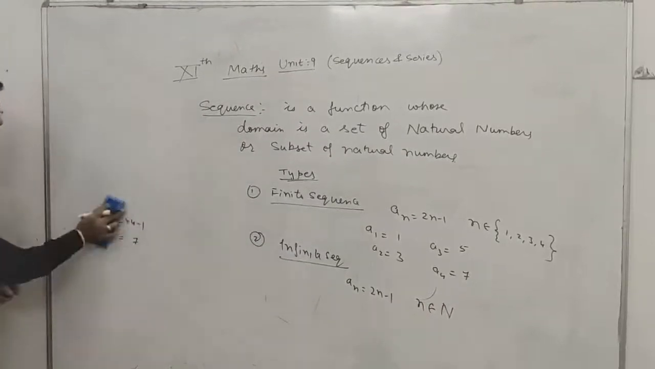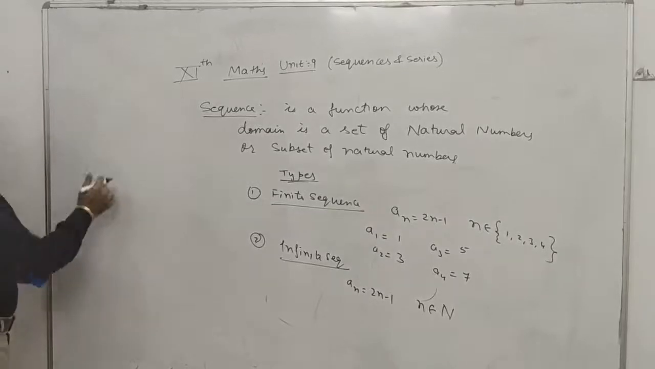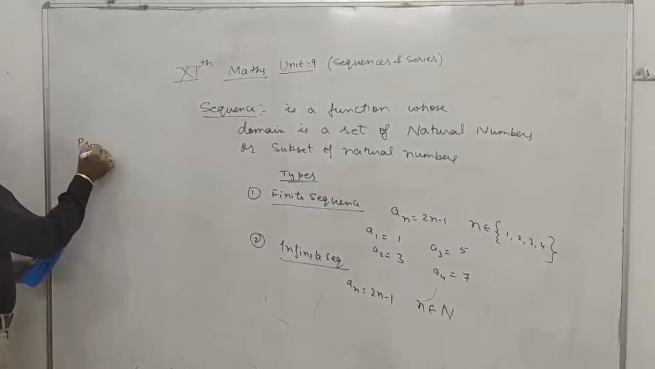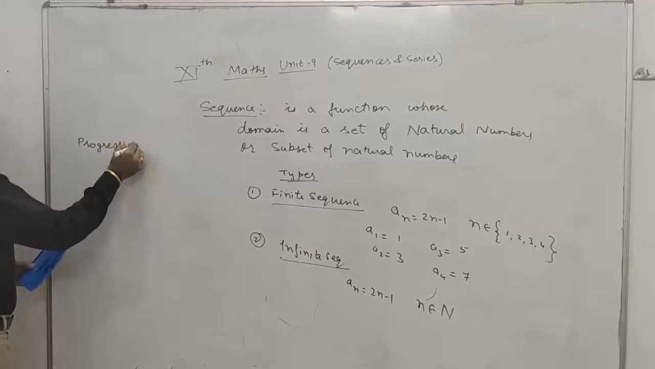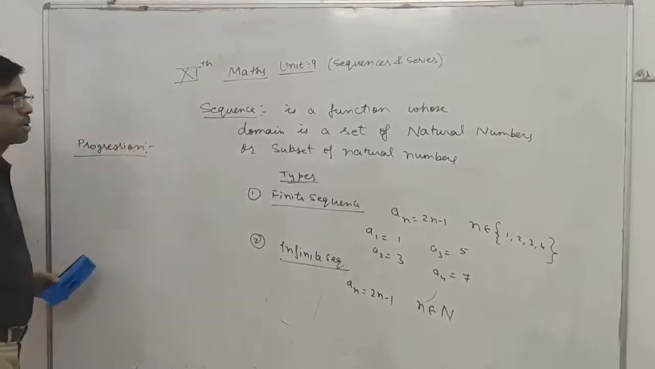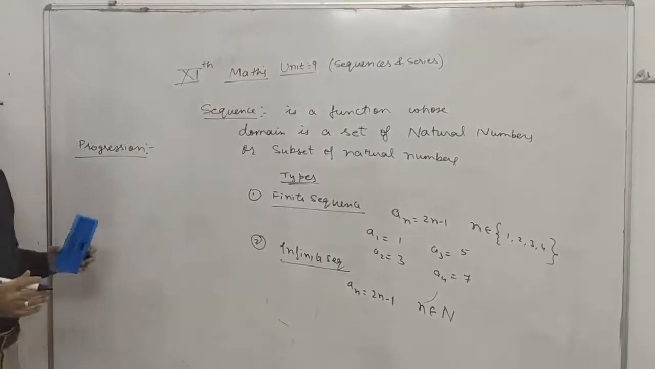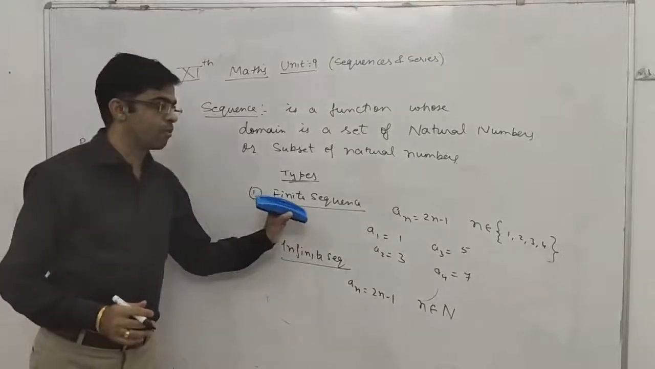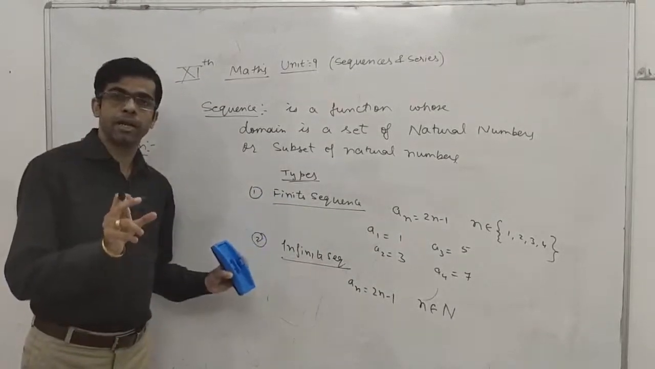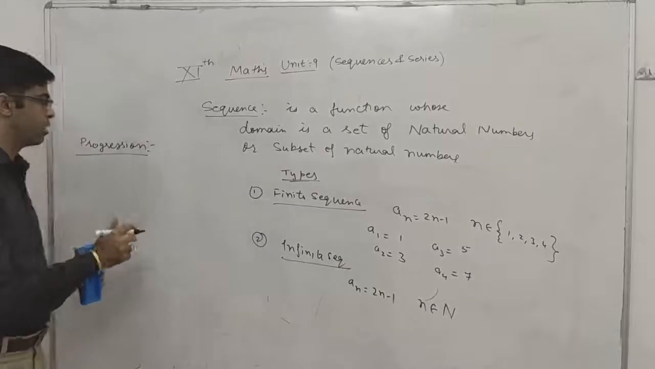Now next comes after sequence. After sequence there is a term progression. What is the meaning of progression? Progression का मतलब क्या होता है? Any type of sequence which follows some specific pattern, that is the meaning of progression.